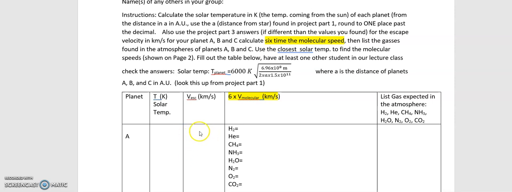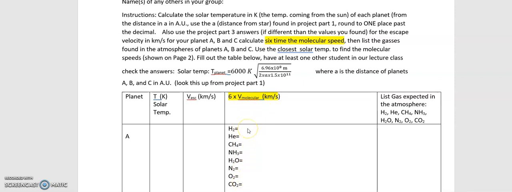I will have provided the answers for project part 3. And so you just look up that number, especially if you got it wrong, use the number from the actual answers. And then what you do is you take 6 times the molecular speed, and we're going to look this up. We'll look up what the molecular speed is for these different molecules.